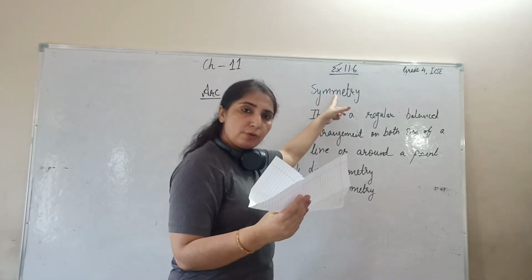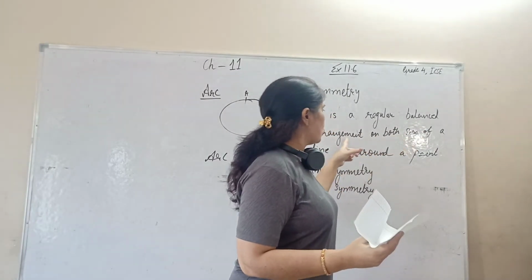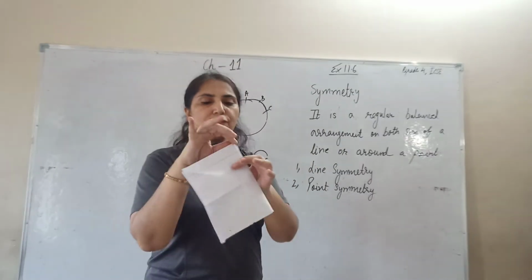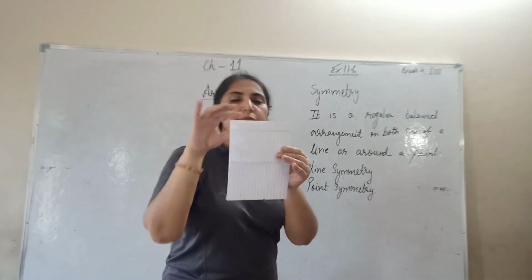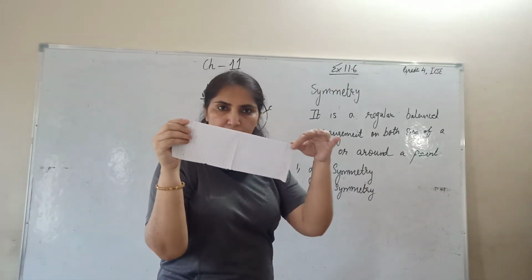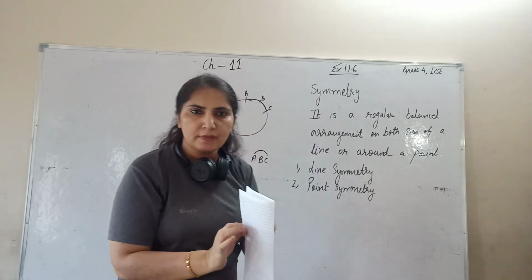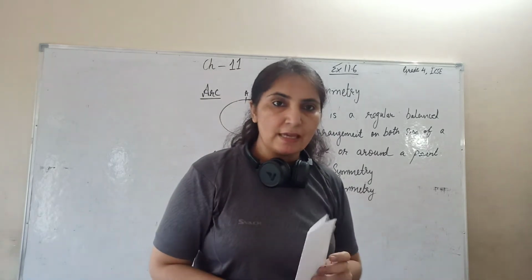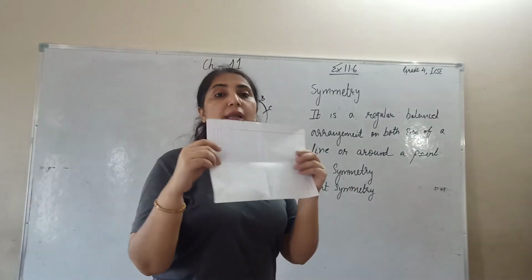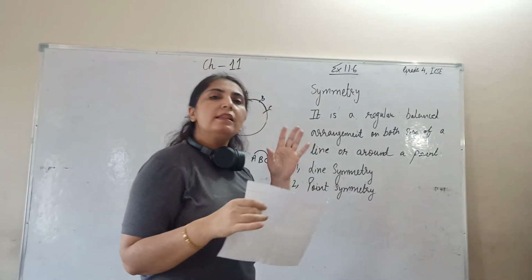So symmetry means a regular balanced arrangement on both sides of a line. If this is my line of symmetry, both parts of the figure are same. In simple language, we can say a line that divides any figure or any object in two equal parts is called line of symmetry.